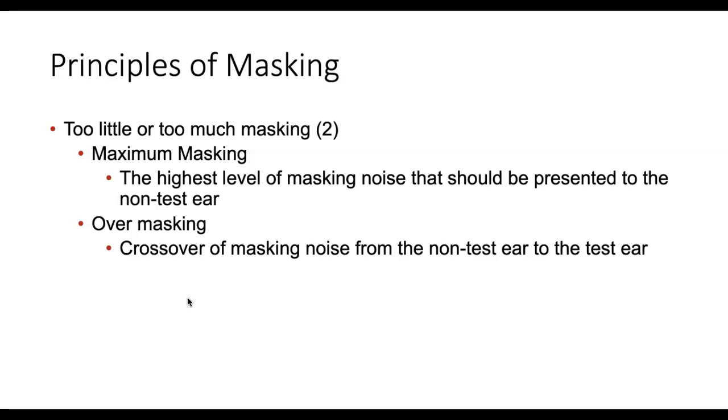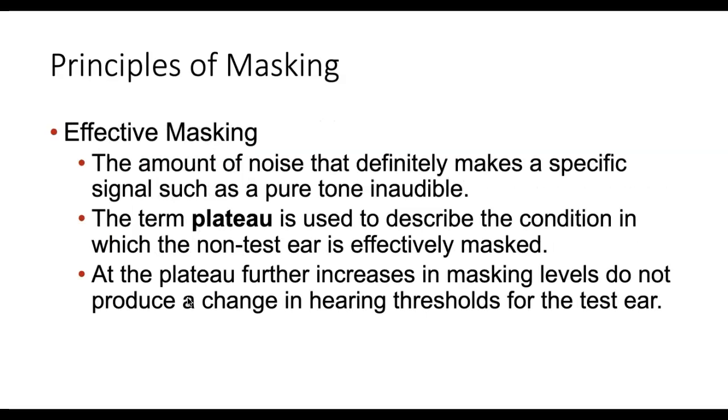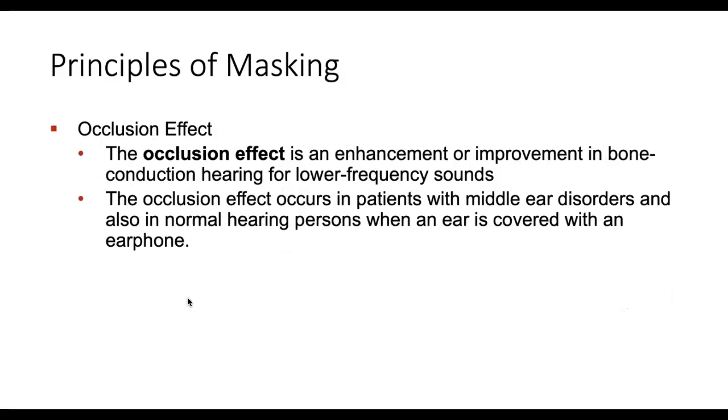Maximum masking, obviously the highest level you can use, and then overmasking, which is essentially when you have the masking dilemma and your amount of masking is actually affecting the test ear. It doesn't happen too often, but it can. So we use a plateau method for effective masking, and at the plateau, further increases in masking levels do not produce a change in hearing thresholds for the test ear.